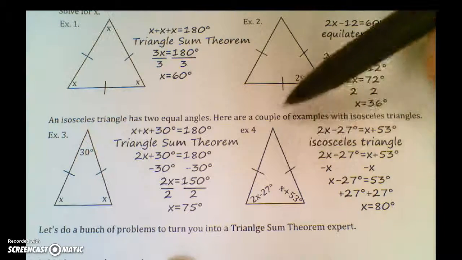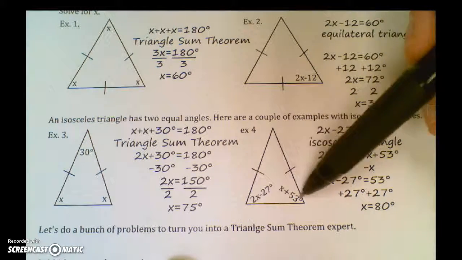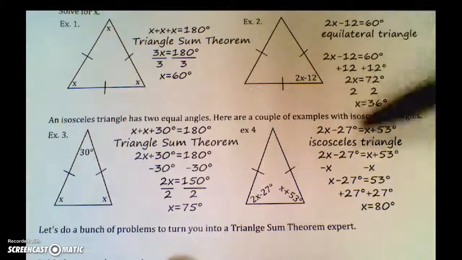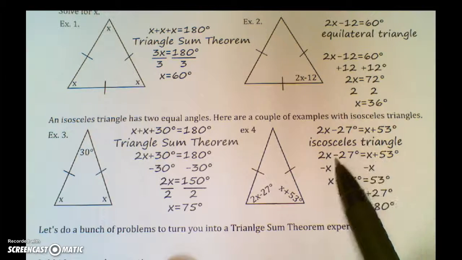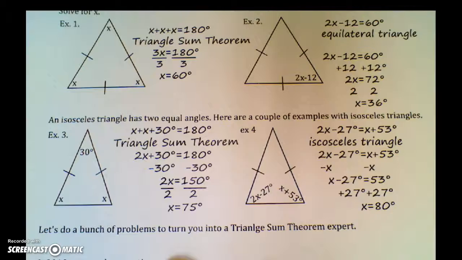In this problem, they're having you just take the two equal angles and set them equal to each other. So since these two sides are isosceles, this angle has to be equal to that angle. And then they set that up and solve for x and do their work from there.